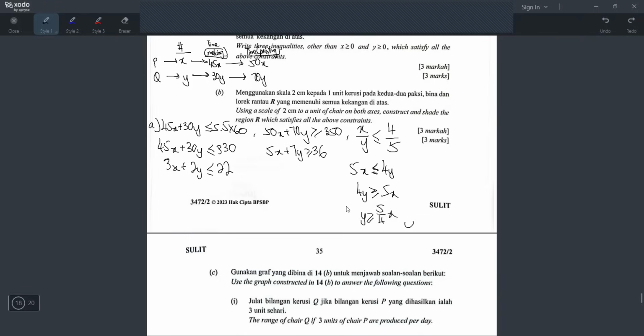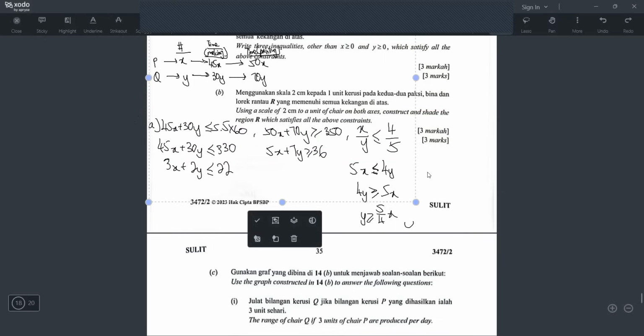Okay, so I think everything is good now. Now we can draw the graph. But before we draw the graph, we still have one more thing to do. Before we use scale and draw this graph, we have to find the coordinates. Find the coordinates. So can I simplify this thing? Is it possible? Okay.